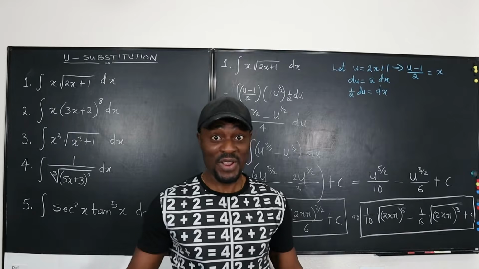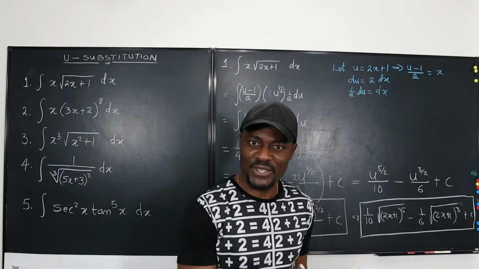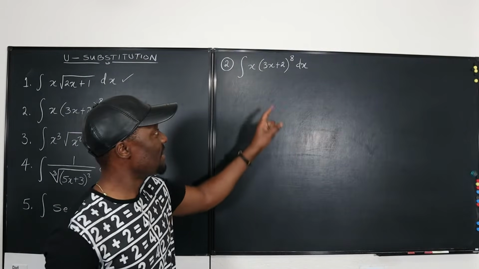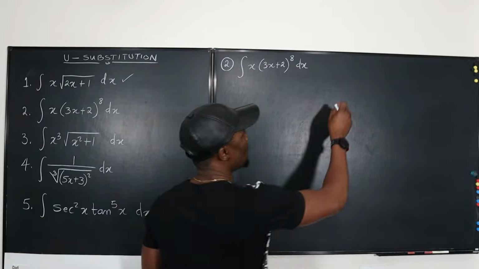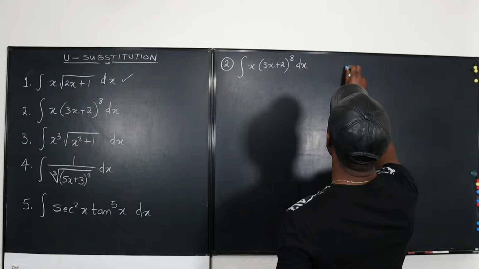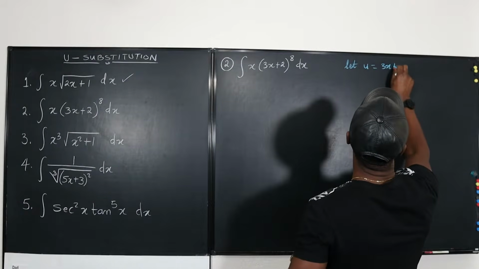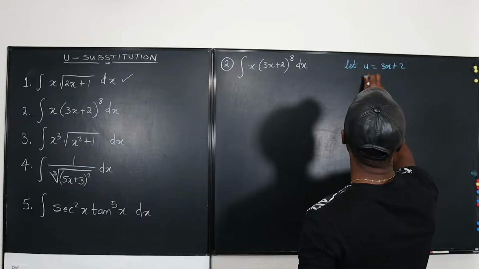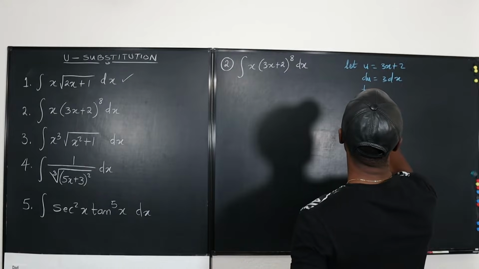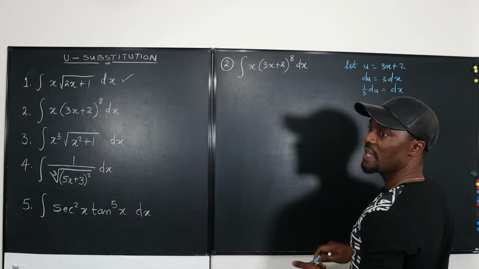There are 5 questions, we have a long way to go, but for the next questions we're not going to do a lot of explaining now that you see the concept. For the second question, it's the same thing. We're going to make this our u. Let's use the chalk. Let u be equal to 3x plus 2. That means that du will be 3 dx, which means 1/3 of du is going to be dx. That's what we get here.